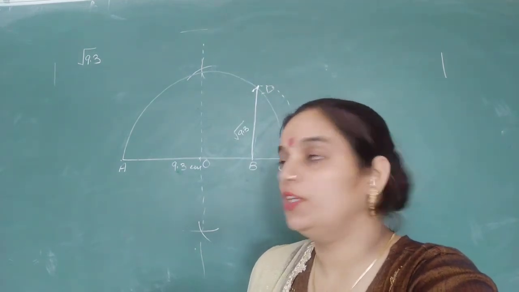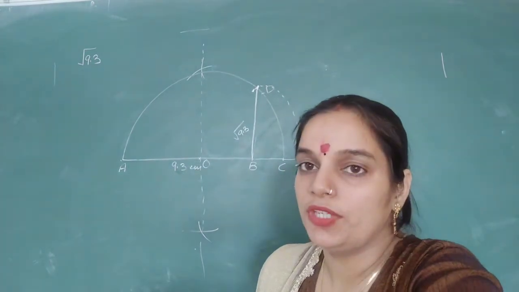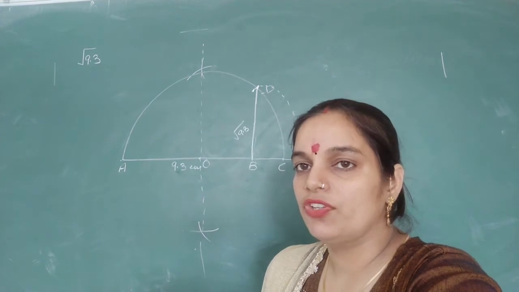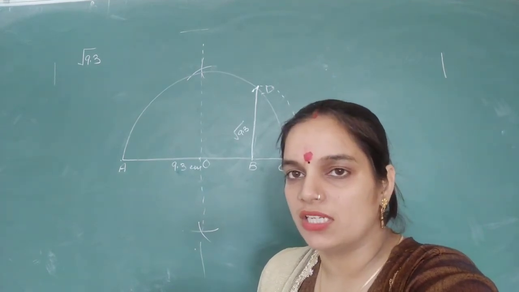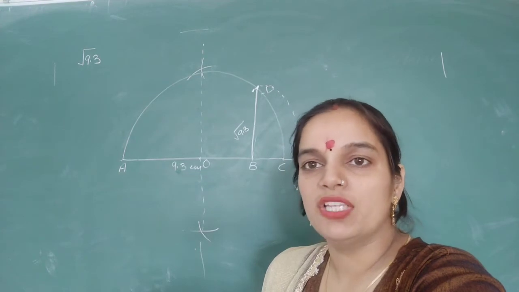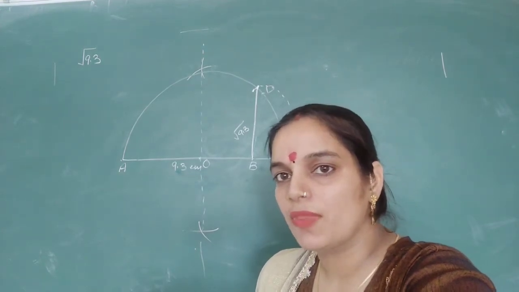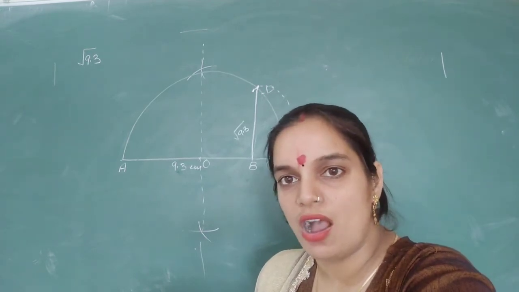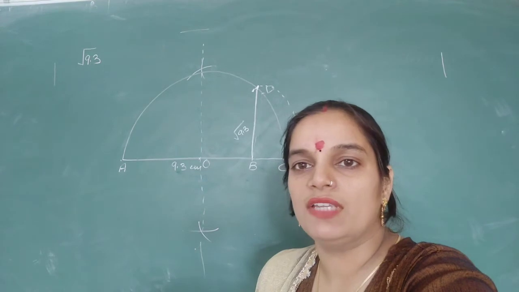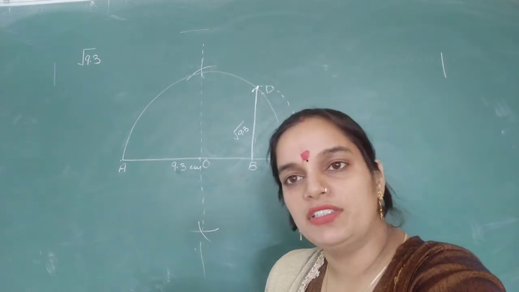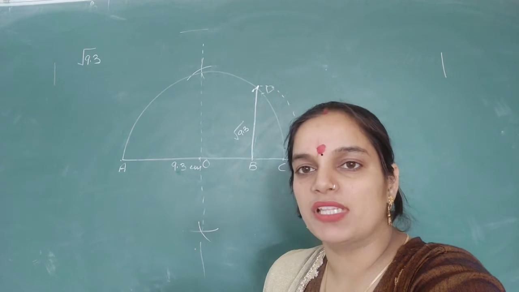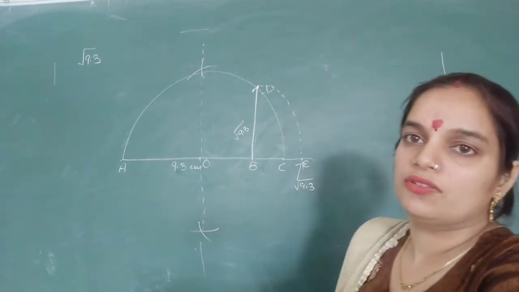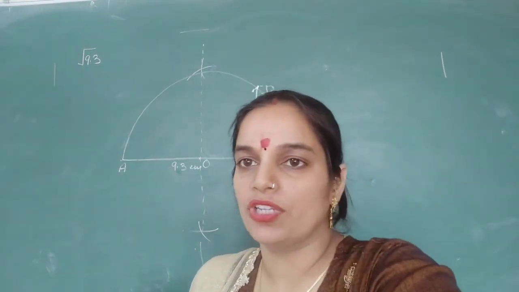Now at point B, draw an angle of 90 degrees, which will intersect our semicircle at a point D. Now BD is of length under root 9.3 centimeter. The next step is to take B as a center and BD as a radius, draw an arc which will intersect our given number line at a point, and we will take this point as E, and this will represent under root 9.3. So this was the way to draw under root 9.3 on the number line.